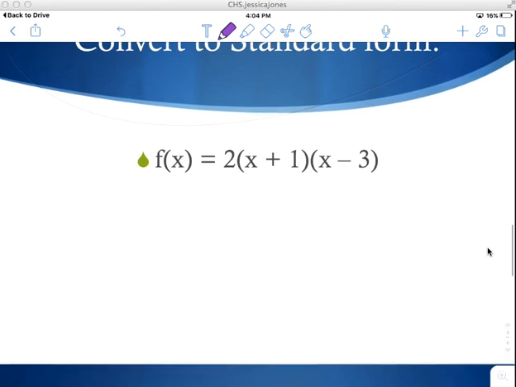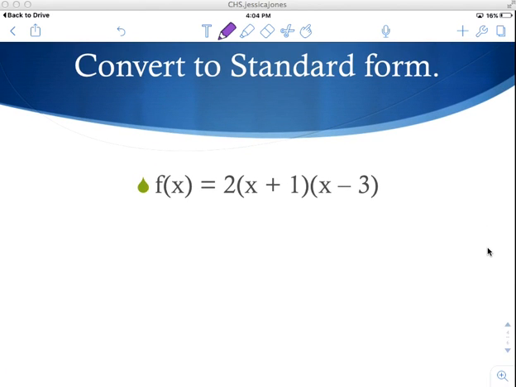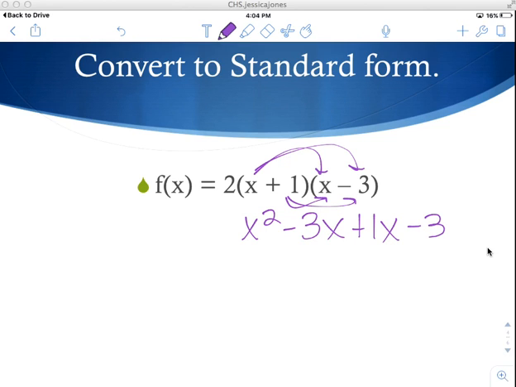Moving on to the next one, we have 2 times x plus 1 times x minus 3. When you have a problem like this, you have to FOIL first before you distribute the 2. So x times x gives me x squared. X times negative 3 is negative 3x. 1 times x is 1x. And 1 times negative 3 is negative 3. The 2 is just hanging out outside for right now. Make sure you simplify the parentheses all the way down before you distribute the 2.